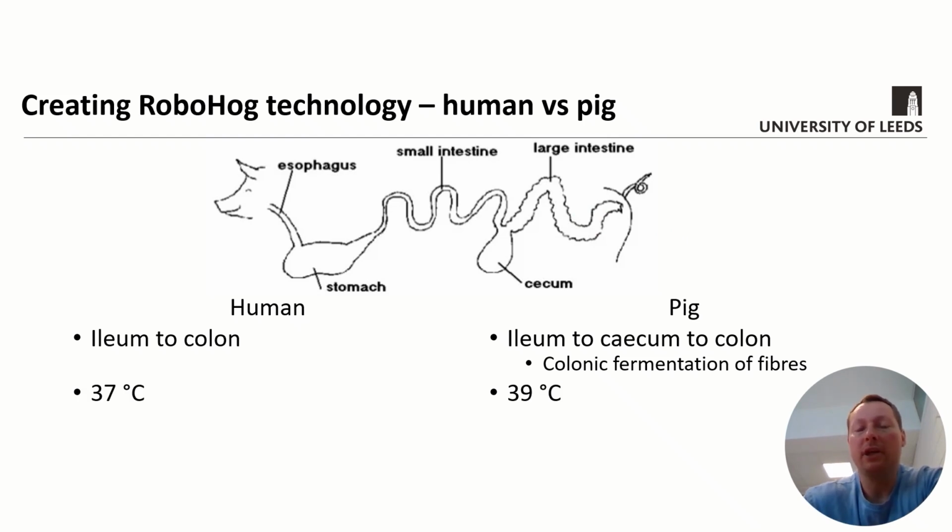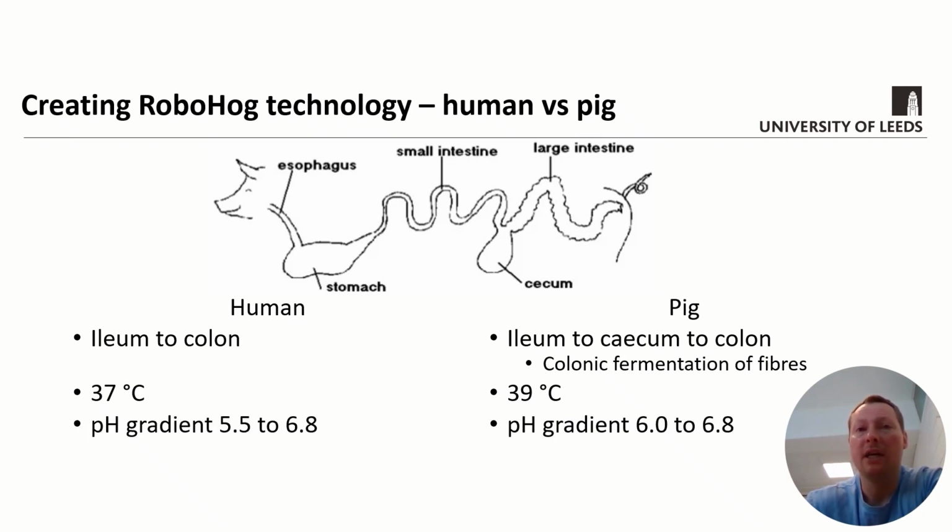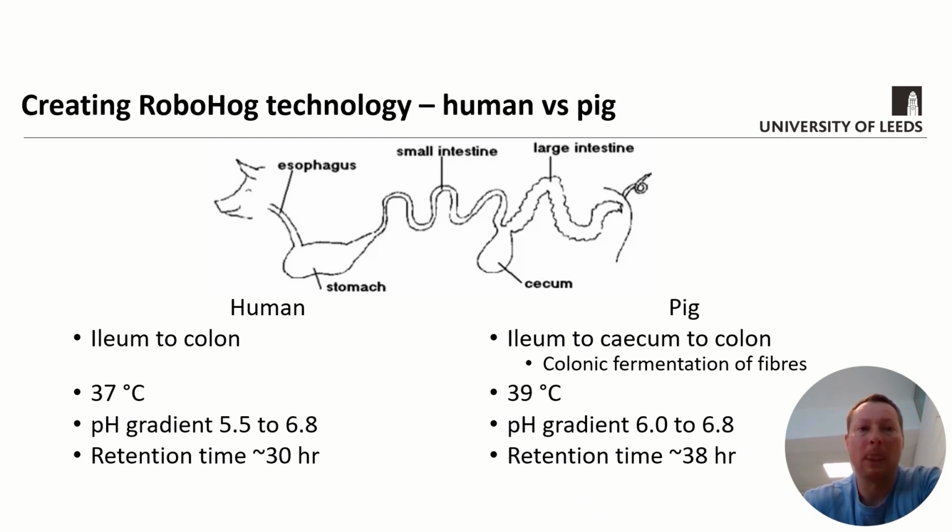There are also a couple of other physiological differences between pigs and humans. They have a warmer core body temperature compared to humans. They have a smaller pH gradient as well. So the pH gradient in humans, as you go from the start of the colon to the end of the colon, changes from about 5.5 to about 6.8. But there's less of a gradient in pigs, so from about 6 to 8.6. But there's also a retention time difference because of this cecum bag here.